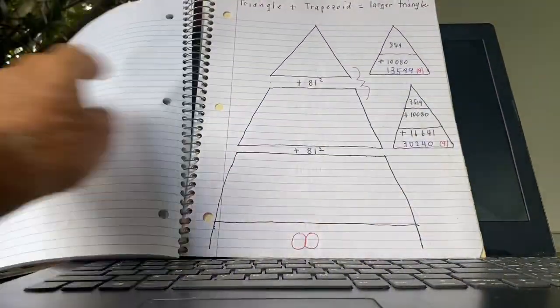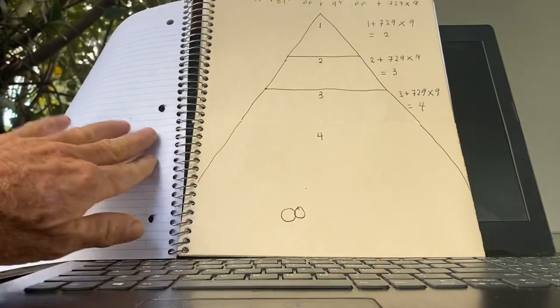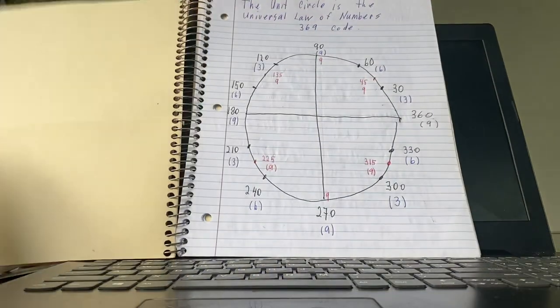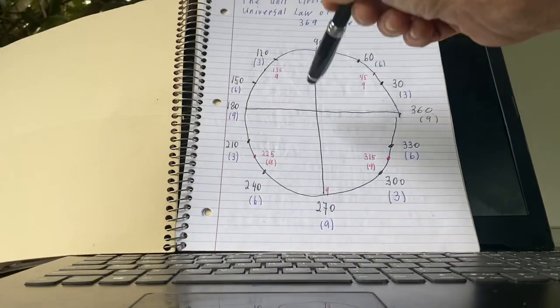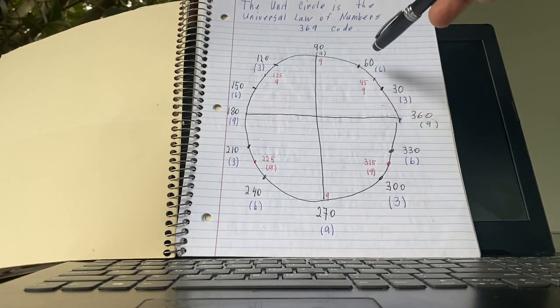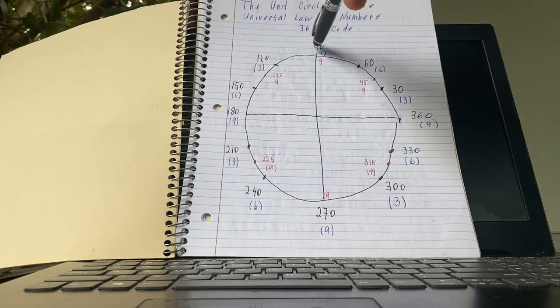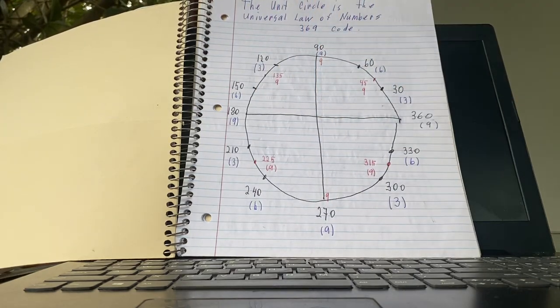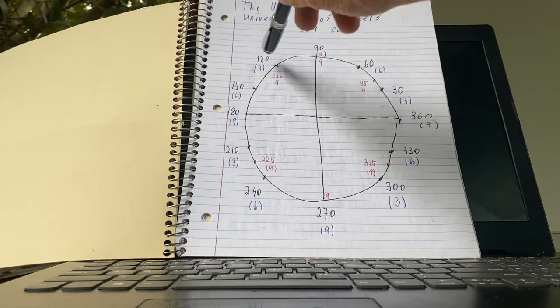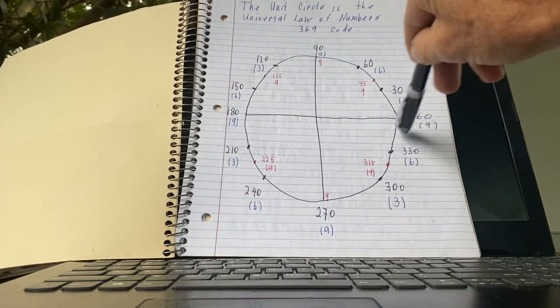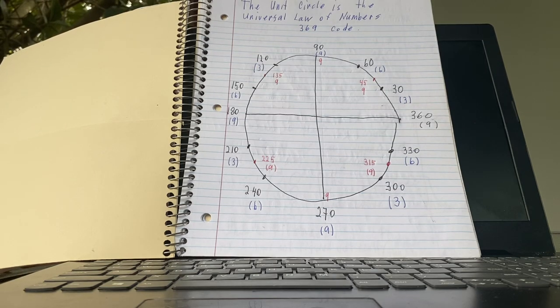Okay, so now we're just going to get back to where we were and recoup some of the things that we were learning today. Now, when we look at a circle in school, they're very often going to show it to us in the form of 30 degrees, 60, 90, 120, 150, 180, 210, 240, 270, 300, 330, and 360. Well, that's the same thing I'm doing. It's a 369 code. 369, 369, 369. That's all I've done.